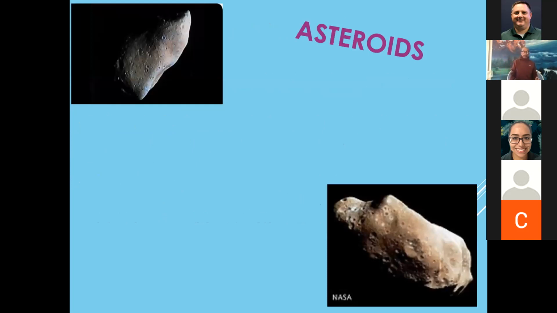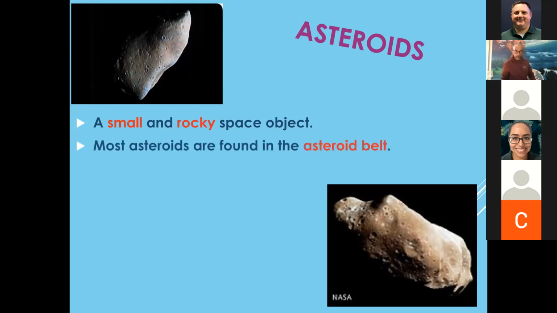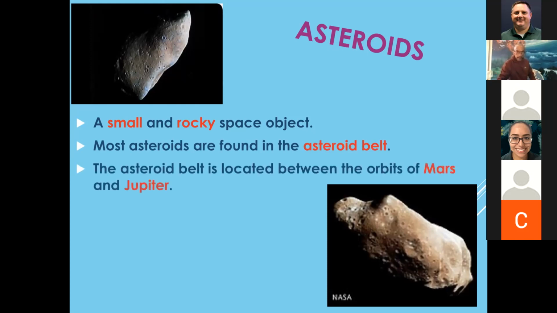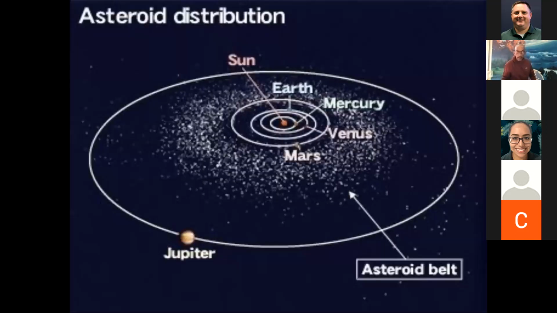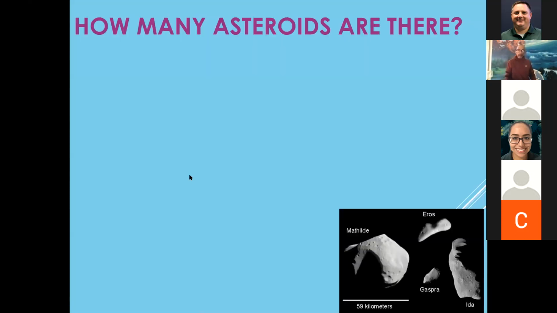The other objects that we see are asteroids. Now, asteroids are small and rocky space objects. Most asteroids are found in the asteroid belt. The asteroid belt is located between the orbits of Mars and Jupiter. Right in this area here is the asteroid belt. Jupiter is way out here, and here's Mars, and this is the asteroid belt where you see all those particles in this area here.